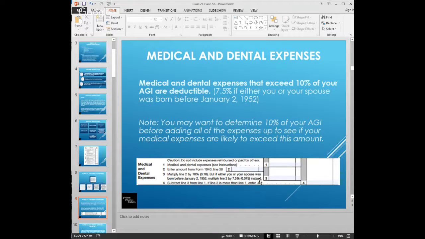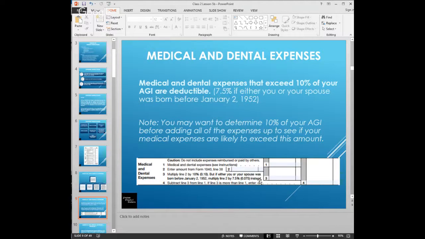That's 7.5% if either you or your spouse was born before January 2nd, 1952. You may want to determine the 10% of your AGI before adding up all of your expenses to see if this is an amount you're likely to exceed. So for example, if you made $40,000 this year, your medical and dental expenses would need to exceed $4,000 before you would be able to count it.